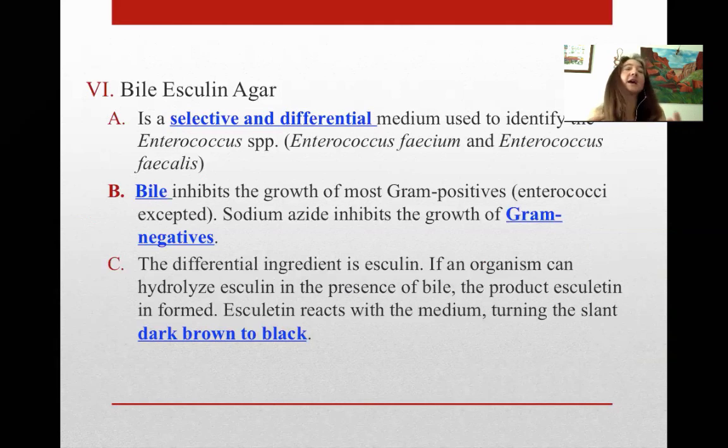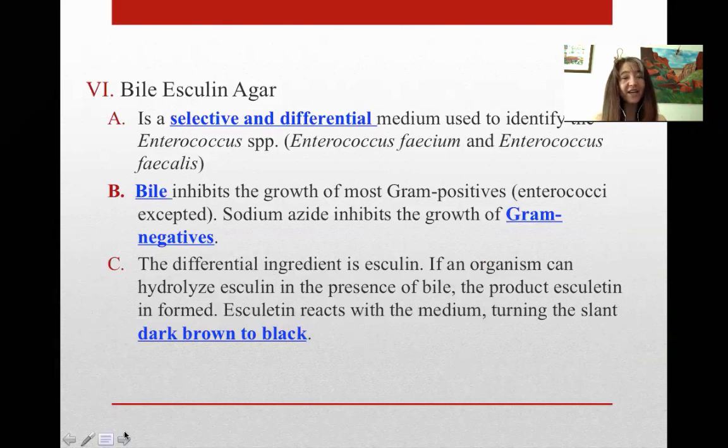It must also mean that it's able to metabolize in the presence of bile. So we use a Bile esculin agar to find it and to determine that that's what we have found. This agar is both selective and differential, and it allows for the growth of only the Enterococcus species, both faecium and fecalis. Bile inhibits the growth of gram-positives, sodium azide inhibits the growth of most gram-negatives, leaving us with just this crazy bile-resistant Enterococcus. And it metabolizes, of course, in the presence of bile, so it's able to take this esculin, converting it into esculetin, which then turns the medium black.